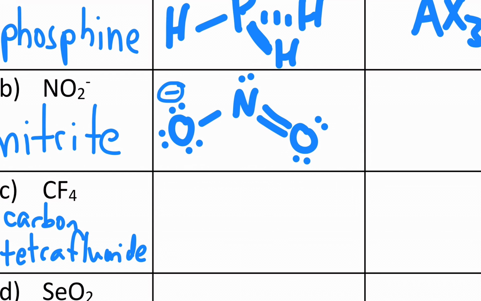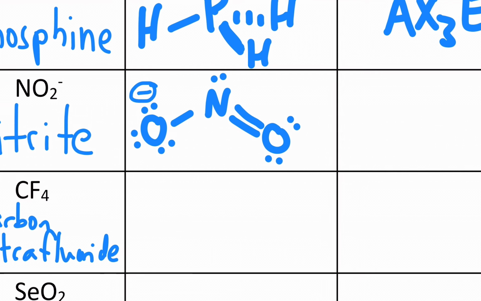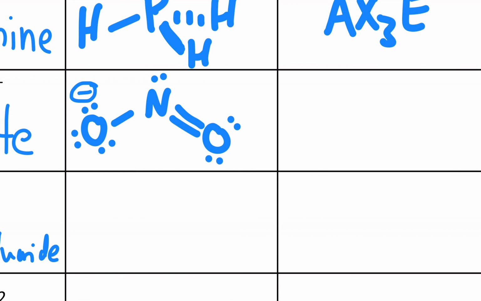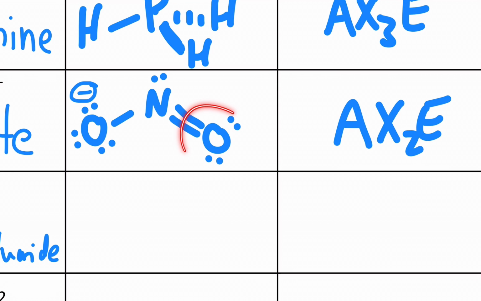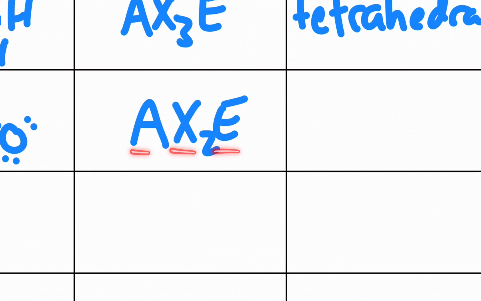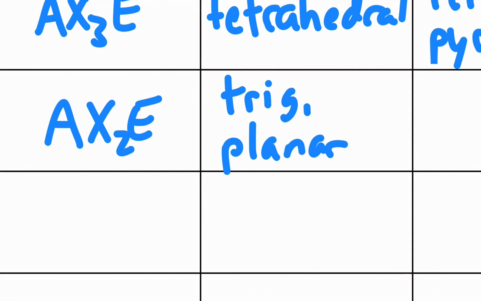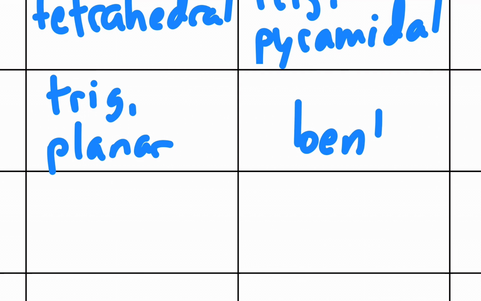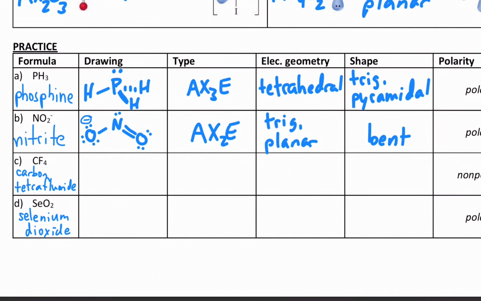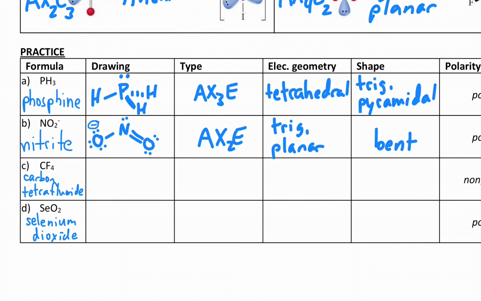Notice the 1 formal charge adds up to the sum of the charge in the formula. The type of this would be an AX2E, 2 bonded atoms, 1 lone pair, so AX2E. I look up above, that is the trig planar electron geometry, but this is a bent molecule. So hit pause and see if you could figure out what carbon tetrafluoride and selenium dioxide look like for the rest of that table.